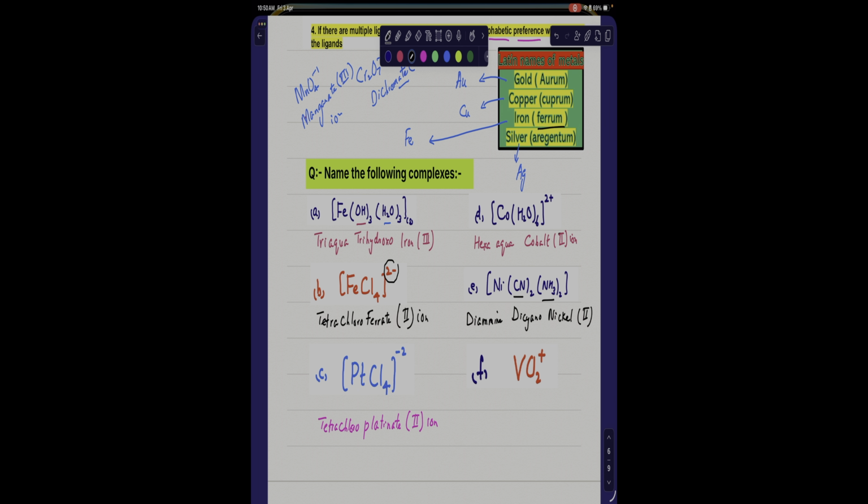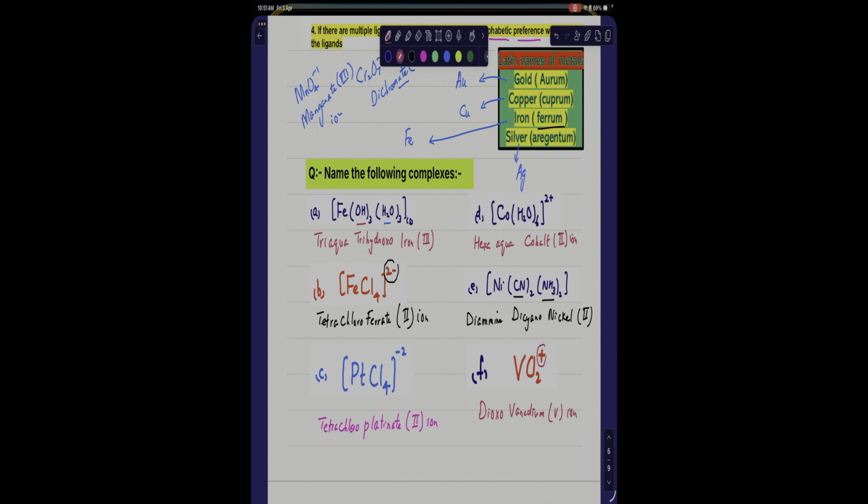The last complex which is given for you is VO2, and the overall charge is +1. When oxygen is a ligand, we have to say oxo, and there are 2 oxide ions present as a ligand, so the name of this complex is going to be dioxovanadium, and the oxidation number of this vanadium is +5. And how do you know? Because there are 2 oxide ions, and each oxide ion is -2, so 2 oxide ions is -4, so 1 vanadium is going to be +5, because the overall charge is +1. So it's going to be dioxovanadium(V) ion.